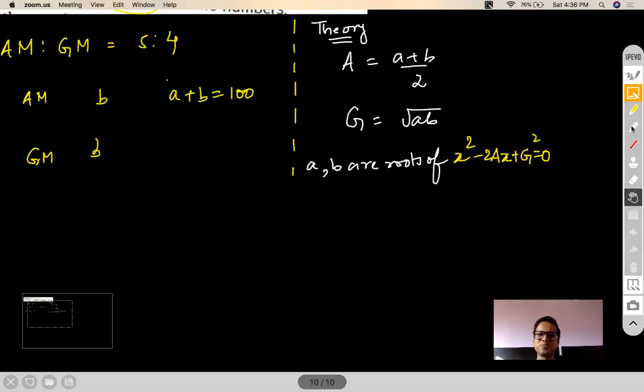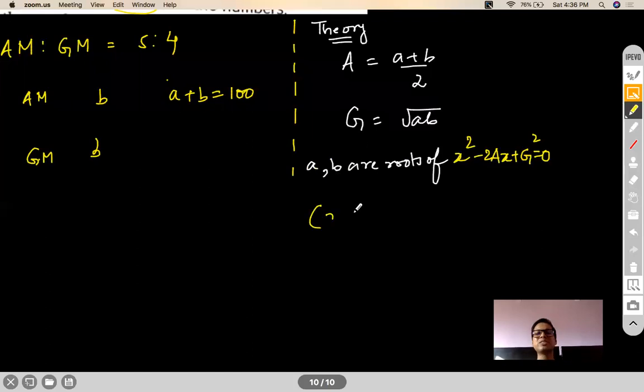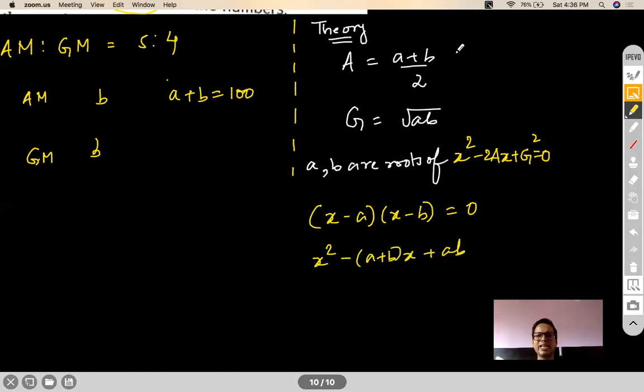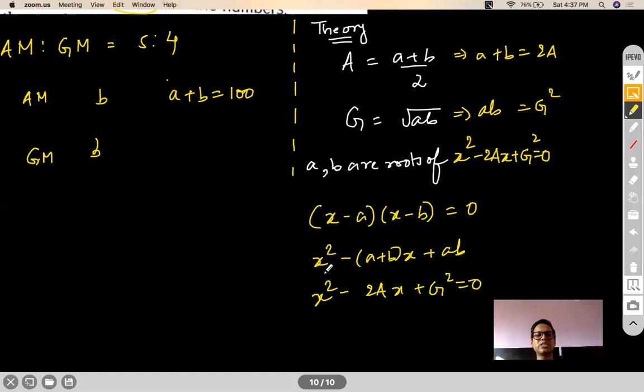Now, why? If a and b are roots of any quadratic equation, we know that the quadratic equation can be written like this. We all know that it is actually x square minus (a plus b)x plus ab. So from here I can say a plus b is actually 2a, and from here I can say ab is equal to g square. So if you put it over here, you get x square minus 2ax plus g square equal to 0. Sometimes this question is also directly asked in many competitive exams.